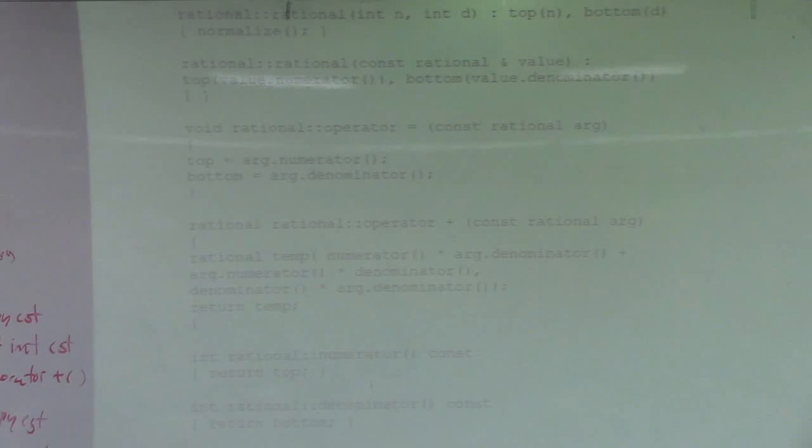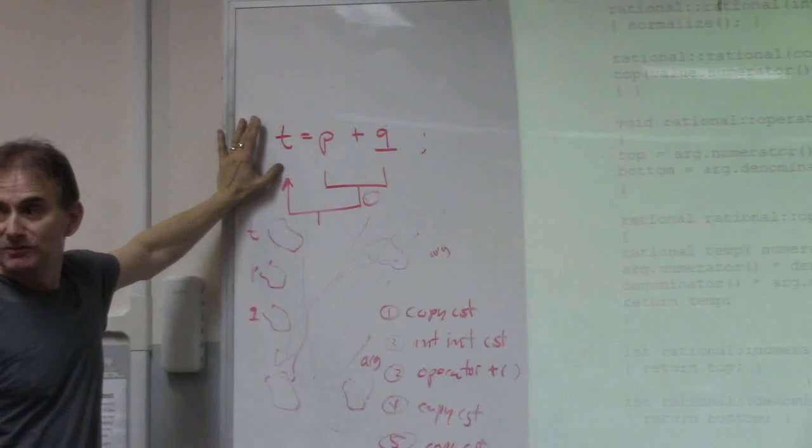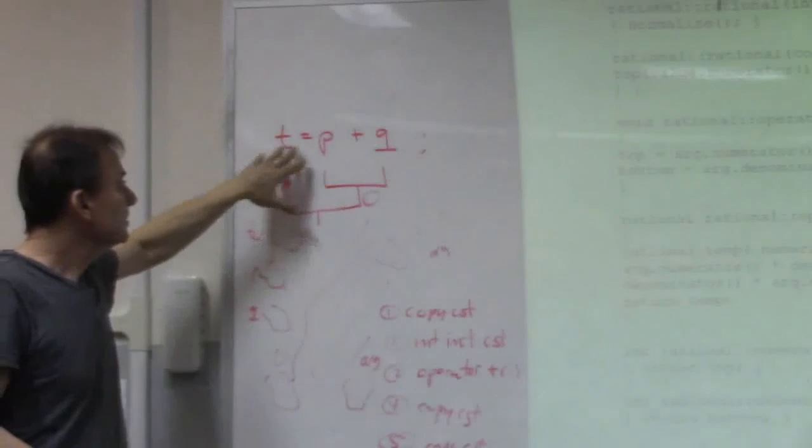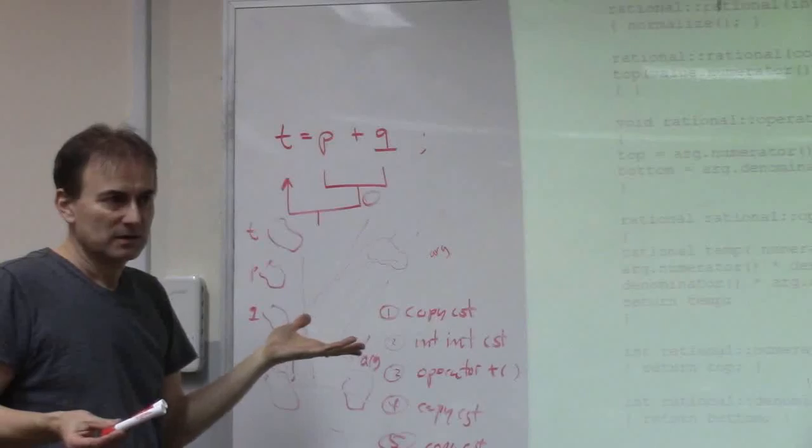So we have added to the slowness, but what have we gained? We've gained the beauty and simplicity of T is equal to P plus Q. It's so beautiful. Rational is equal to rational plus rational. That's how we want to think.